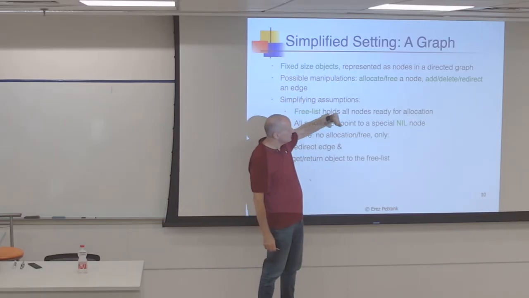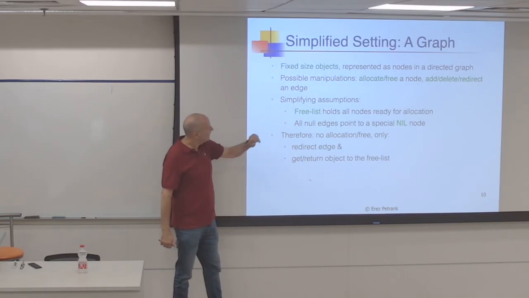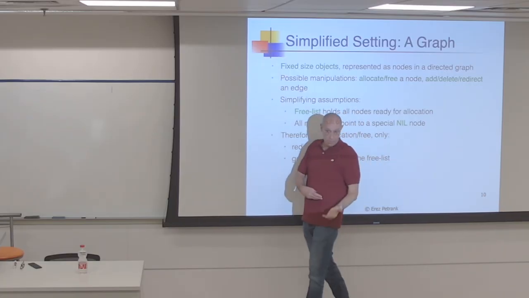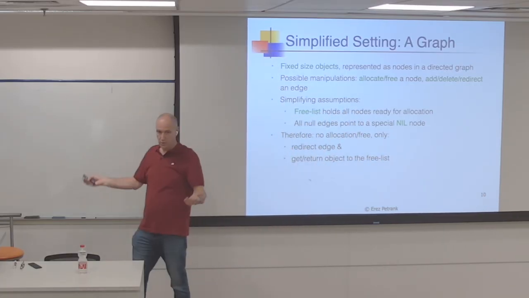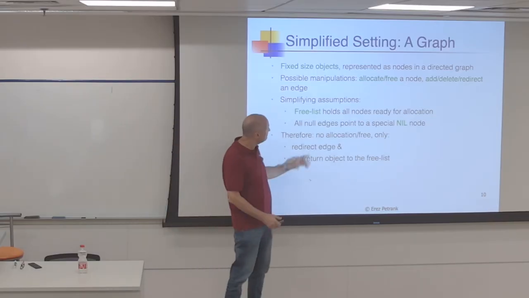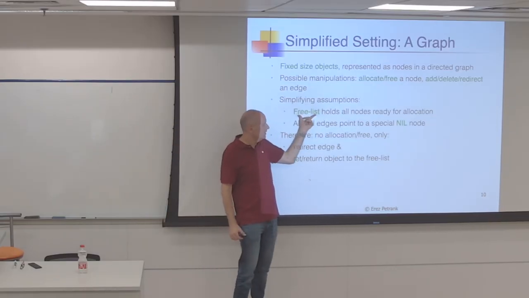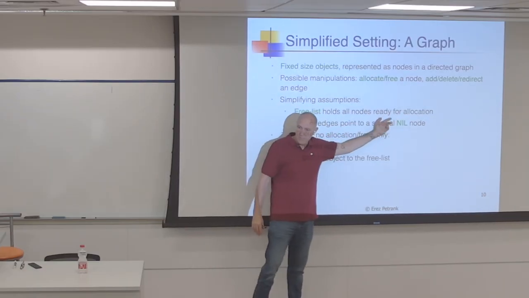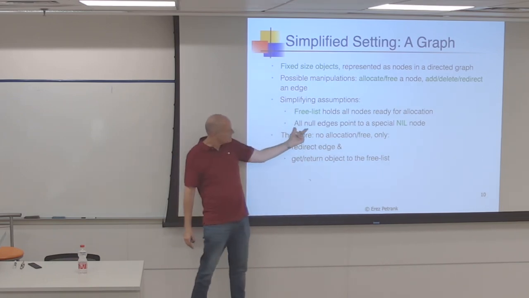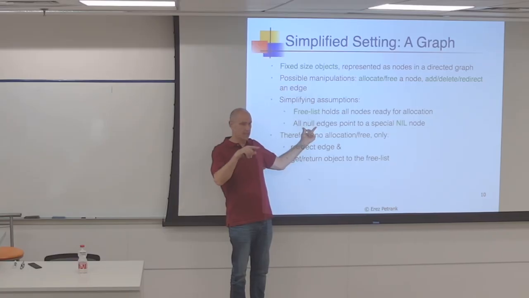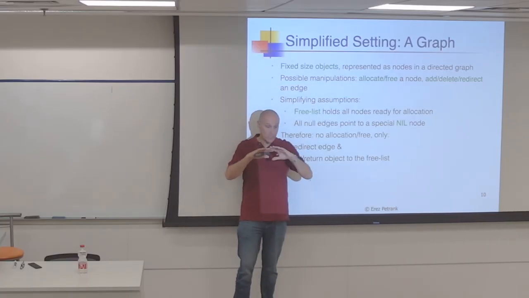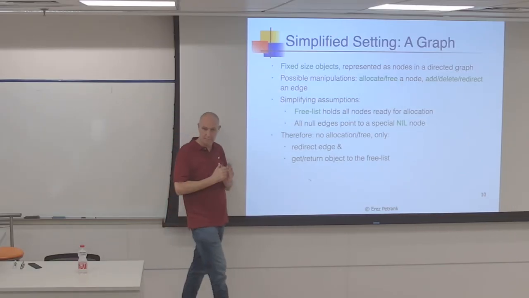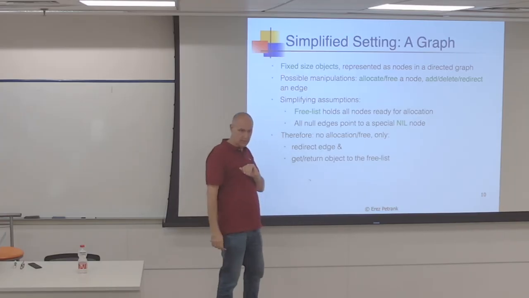So we have fixed size objects with 2 pointers in each. And what can happen is that we can allocate or free a node. We can add, delete, or redirect an edge that is going out of some node. And so we're going to make simplifying assumptions. First, there is a free list that holds all the objects that are ready to be allocated. This is standard. And also, instead of having a null pointer, we'll have a special node called nil, and all the null pointers just point to this special node called nil. So now there are no null pointers.